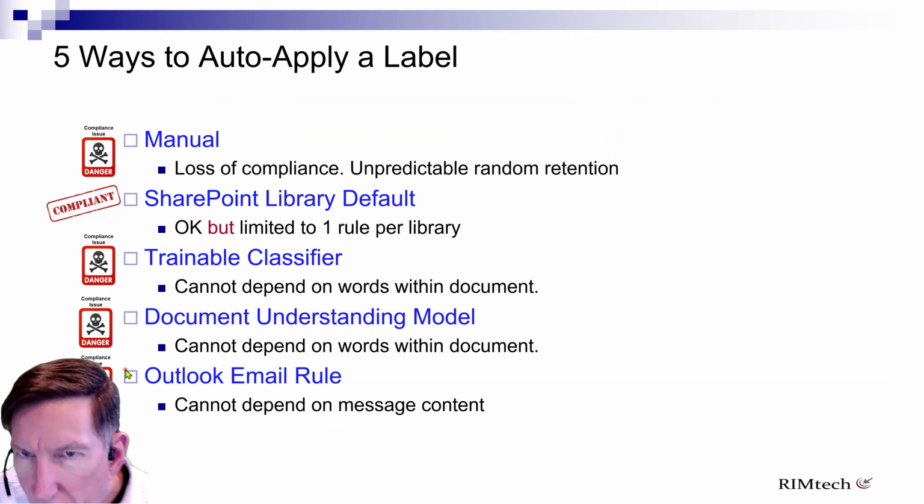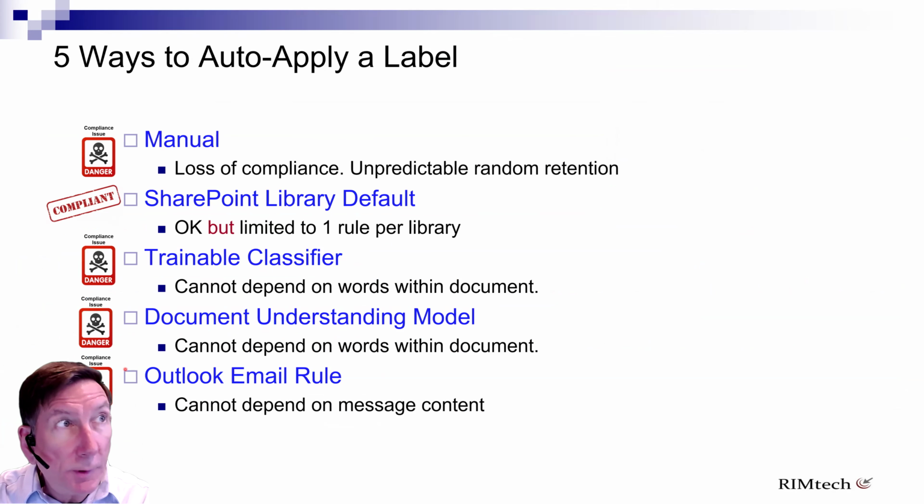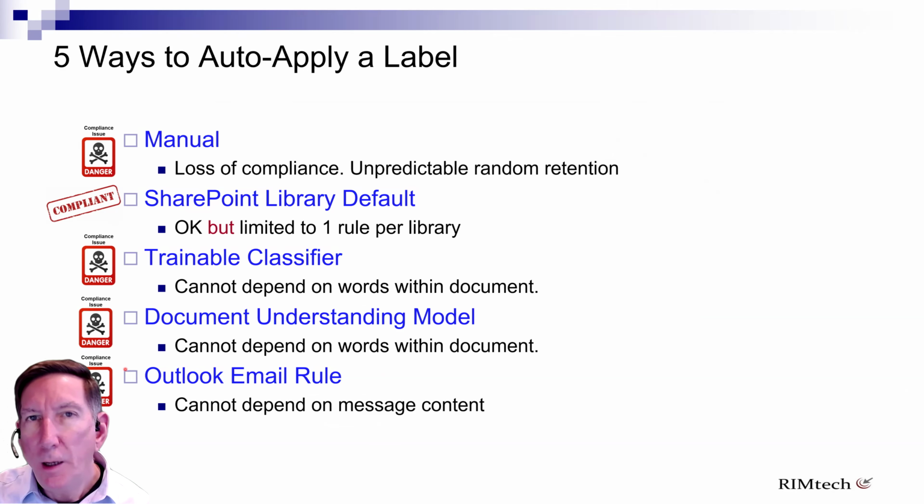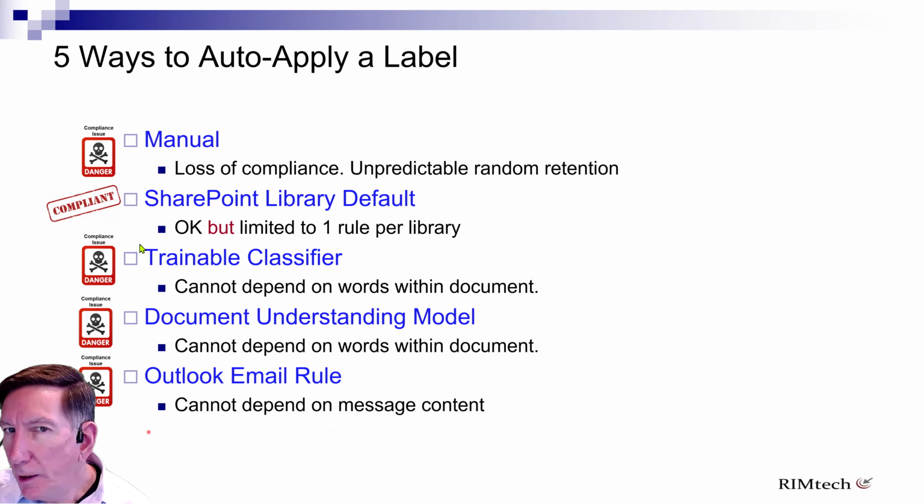So let's do that now. Let's go ahead and do something with this label. Do something means stick it on a piece of content, i.e. an item in SharePoint, right? So there's 5 ways to do it. And I'm here to say only one of them is the proper way to do it. Okay, one. And that is auto apply.